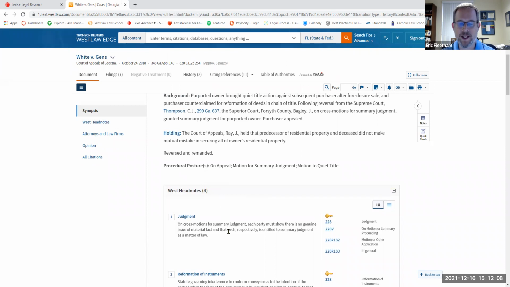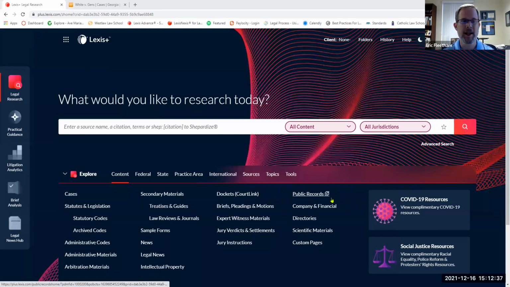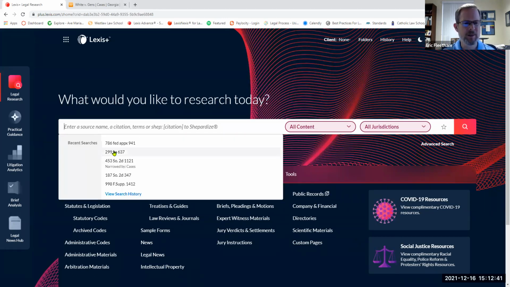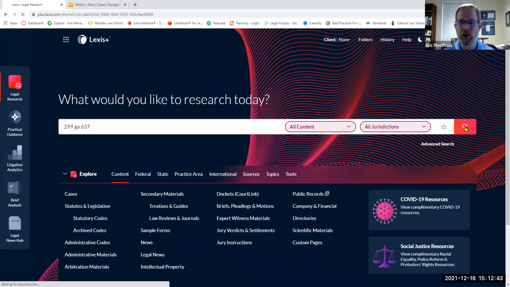Now let's look to see how it works in Lexis. So I need to stop share and open up my Lexis screen for you. And here we go. Okay, we're on to Lexis now. Okay, I'm going to put the same case in here, the same Georgia Supreme Court case.